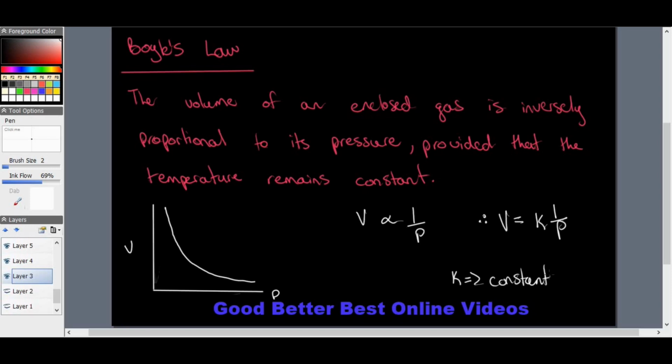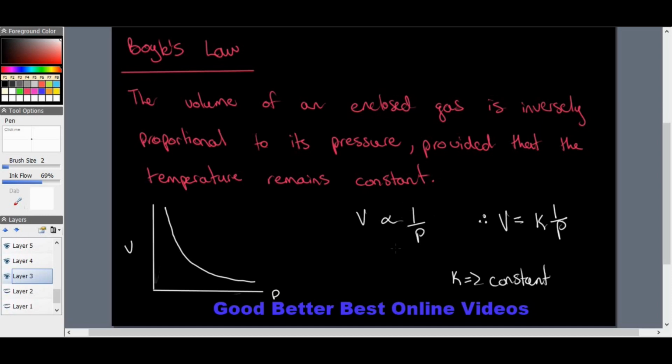K is a constant, which is the value based on the quantity of the enclosed gas. If volume is inversely proportional to pressure, then basically we can also demonstrate this relationship as well.